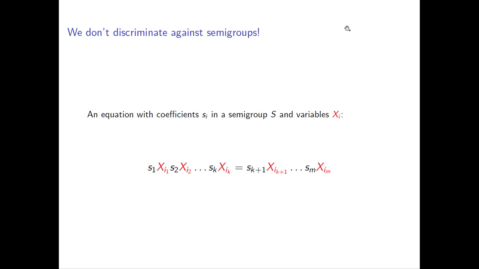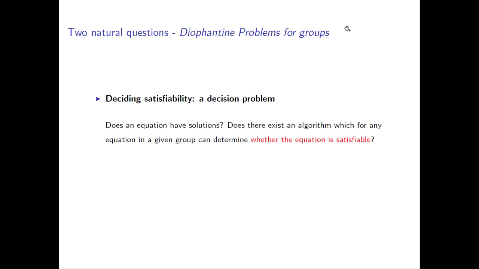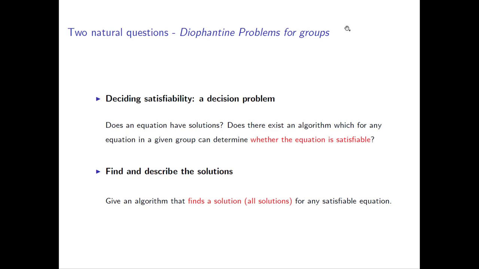All right, so anytime you have equations, in any area of mathematics, there are two natural questions. One is, does your equation have solutions? And I really want to state it as a decision problem: is there an algorithm which, given an equation, decides if there are solutions? So we can also say, is that equation satisfiable? And, of course, the bigger question is to describe, understand, and deal with the solutions.